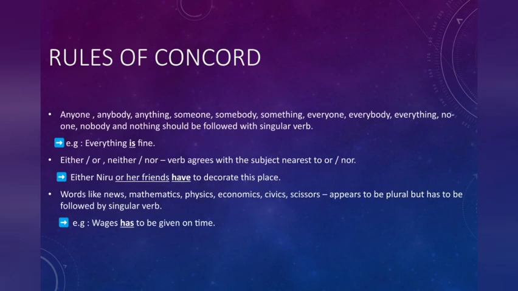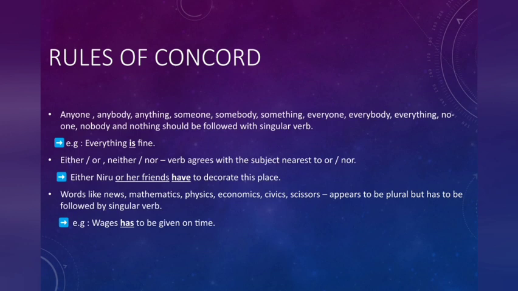Next rule is anyone, anybody, anything, someone, somebody, something, everyone, everybody, everything, no one, nobody, nothing. These words are considered as singular subjects and have to be followed with a singular verb. For example, everything is fine.